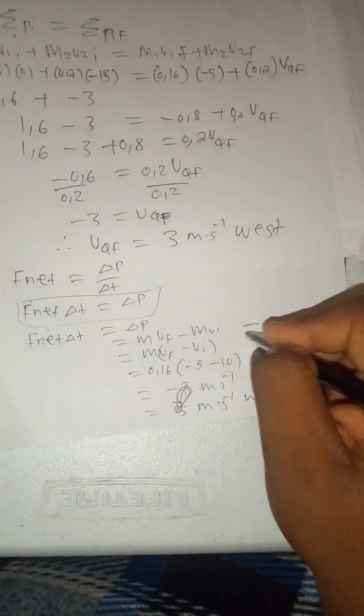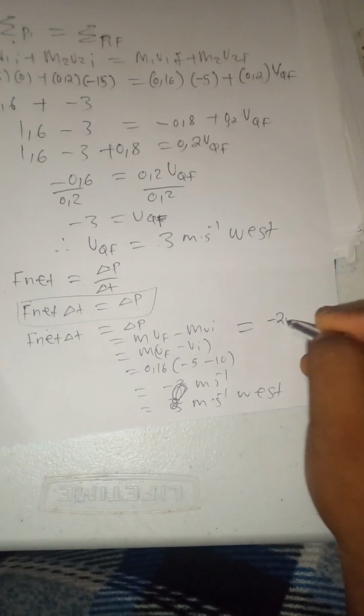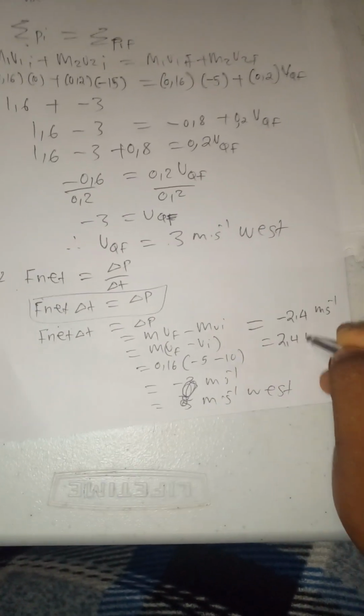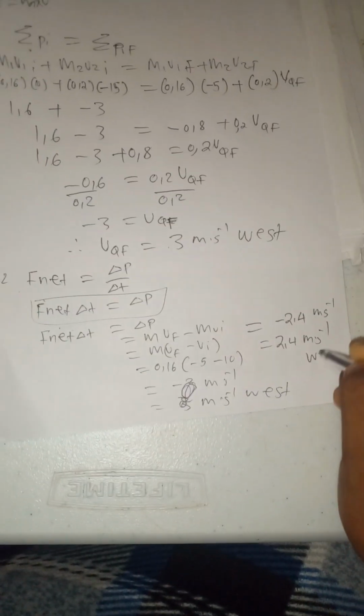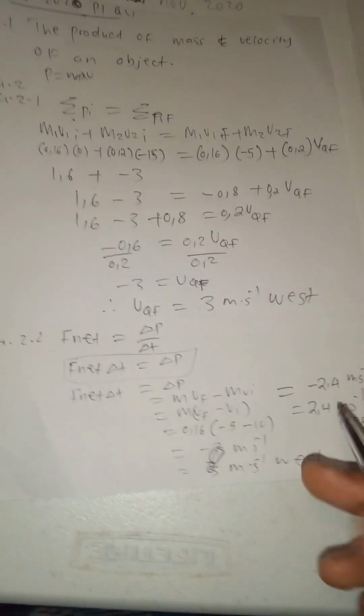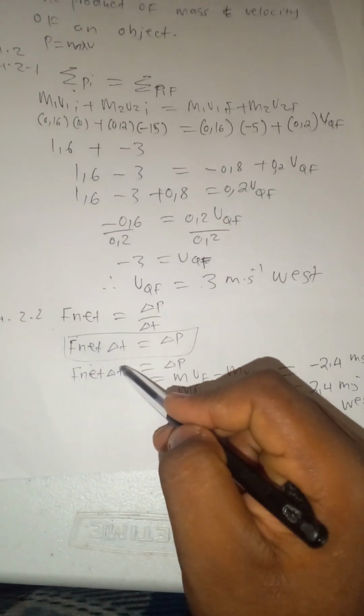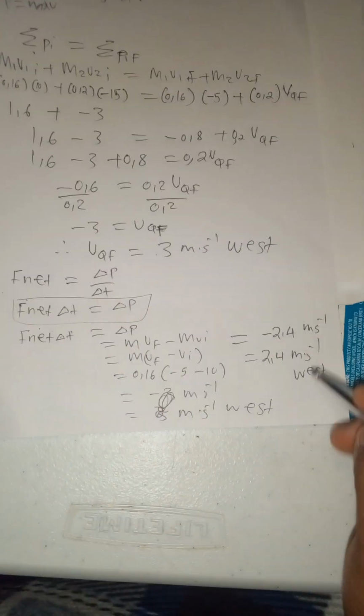Oops guys, I made a mistake. I was looking at this answer. Our answer will be minus 2.4 meters per second, and finally it will be 2.4 meters per second west. So that's how you do it. Impulse is basically F net delta t.